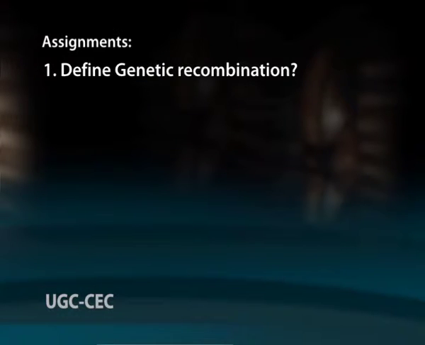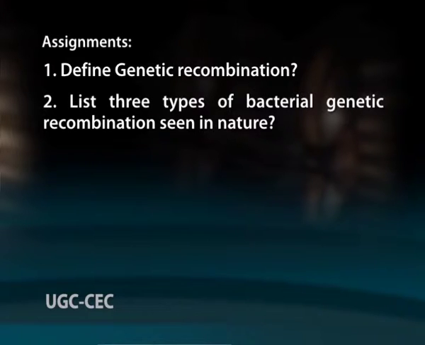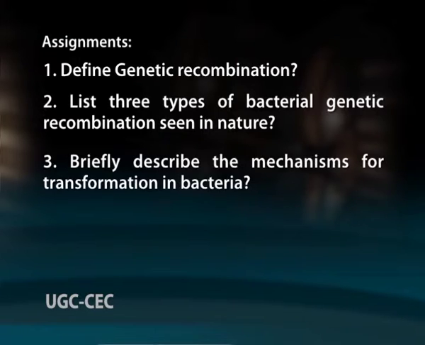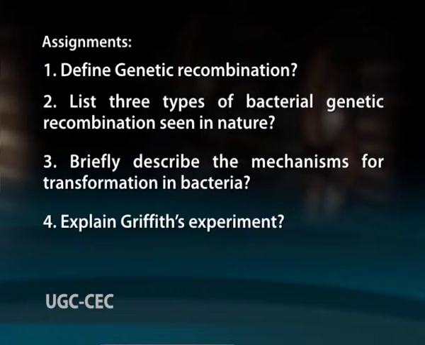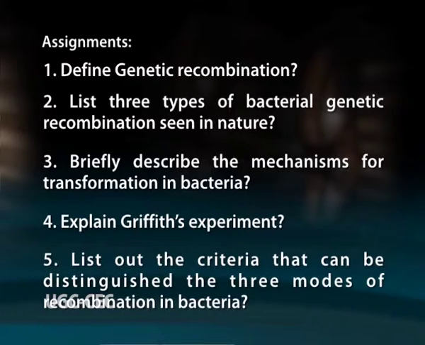Now, I will give you certain assignments based on the discussions we had. 1. Define genetic recombination. 2. List 3 types of bacterial genetic recombination seen in nature. 3. Briefly describe the mechanisms for transformation in bacteria. 4. Explain Griffith's experiment. 5. List out the criteria that can be used to distinguish the 3 modes of recombination in bacteria.